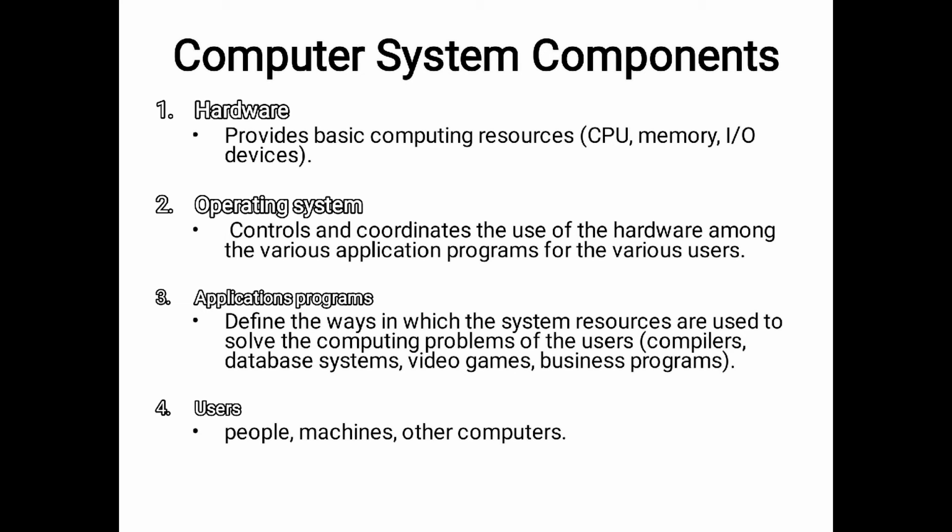So, what are the computer system components? As we said earlier, it's hardware and software. Hardware provides basic computing resources: CPU, memory, secondary storage devices, peripherals, and input output devices. Software can be divided into the operating system, which controls the overall operations of the computer system, hardware and software, system utilities, and application programs. These are the ones that perform the user tasks.